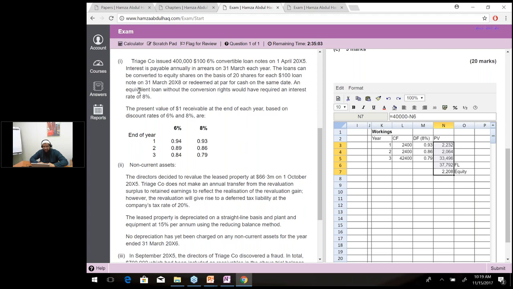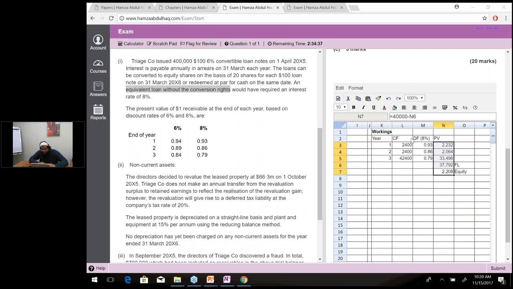Maz, the rate I have used is 8% because this is the market rate, which is the rate of equivalent loan notes without the conversion rights. The discount factor is always the rate of equivalent loan notes without the conversion rights, so that the liability component can be calculated. So actually this is a compound instrument, which includes liability and equity both. So I have actually removed the equity so that the liability remains.